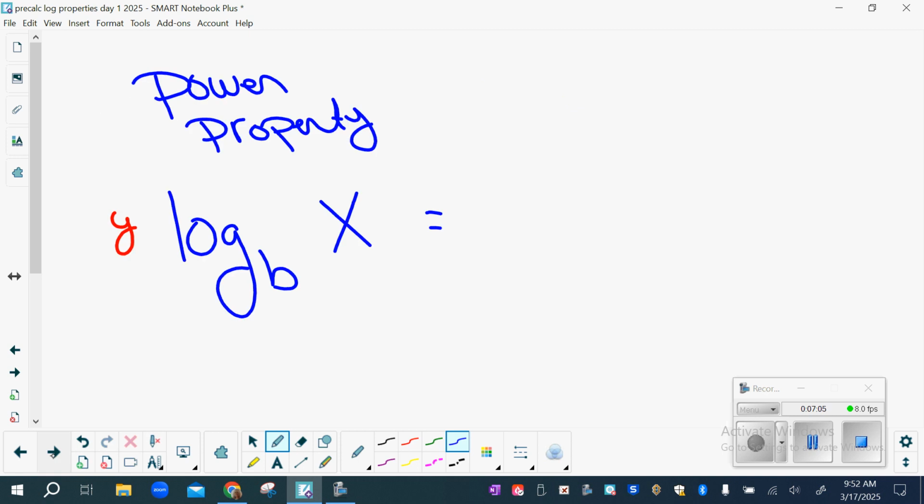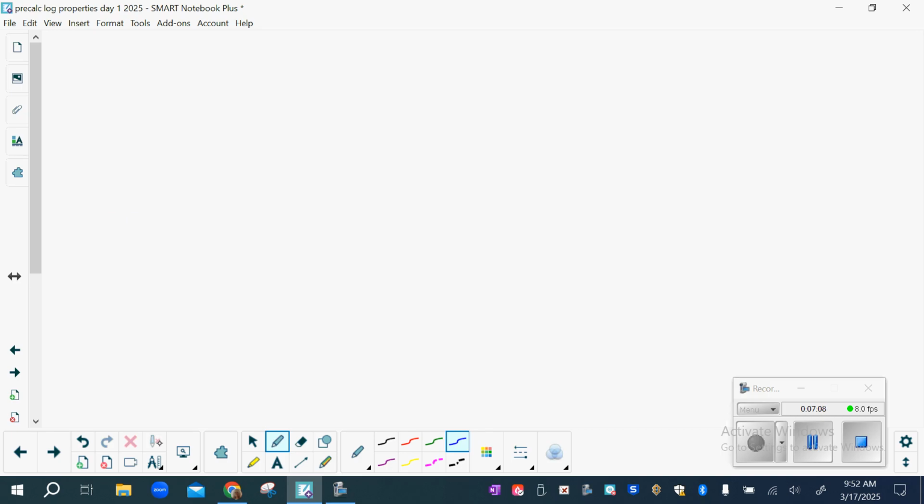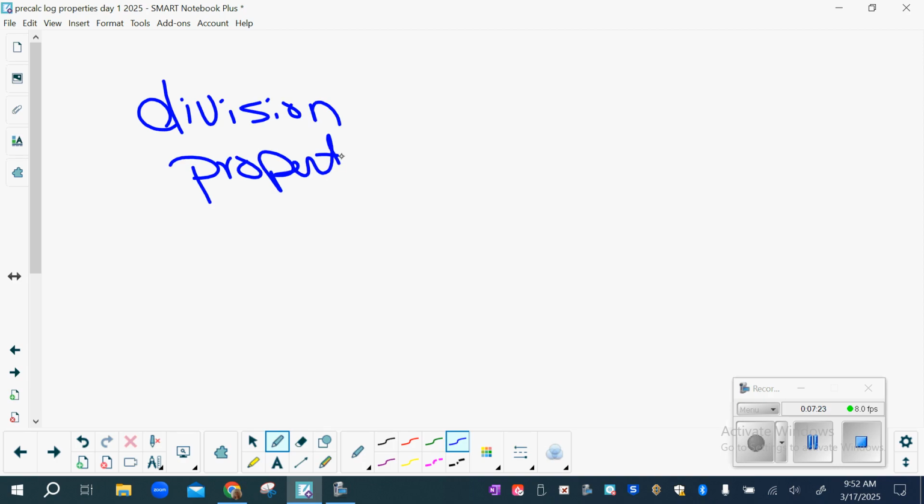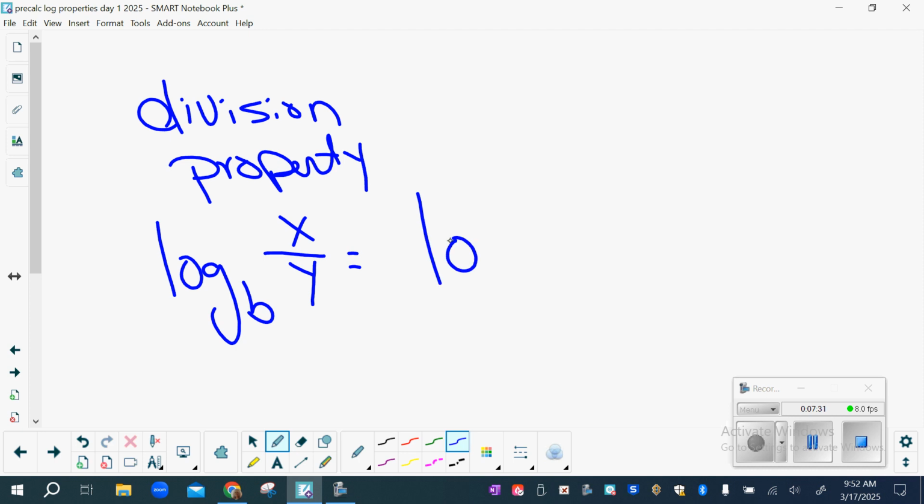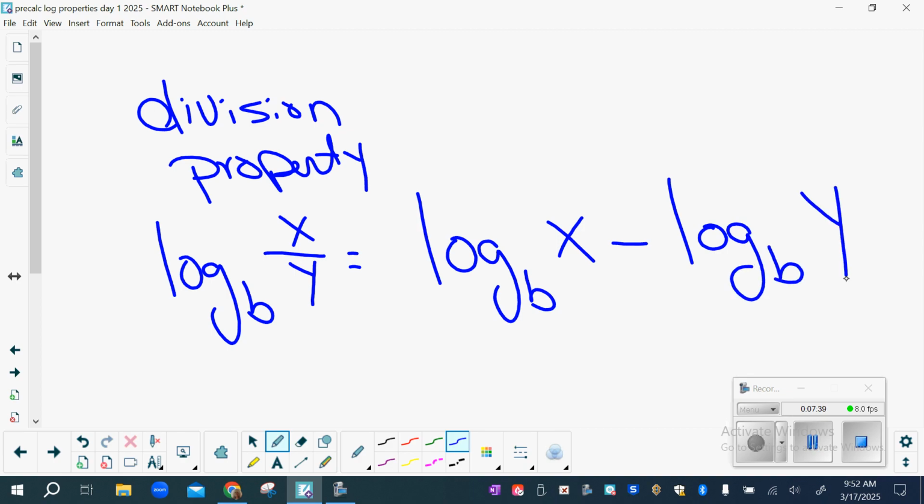Next property. You know, when we multiplied, we added, so you know what's coming. If we're going to divide, the division property, so easy. It's going to be minus. So log base b of x over y, you can write it this way. Log base b of x minus. The guy on the bottom gets the minus sign. Nice and easy.